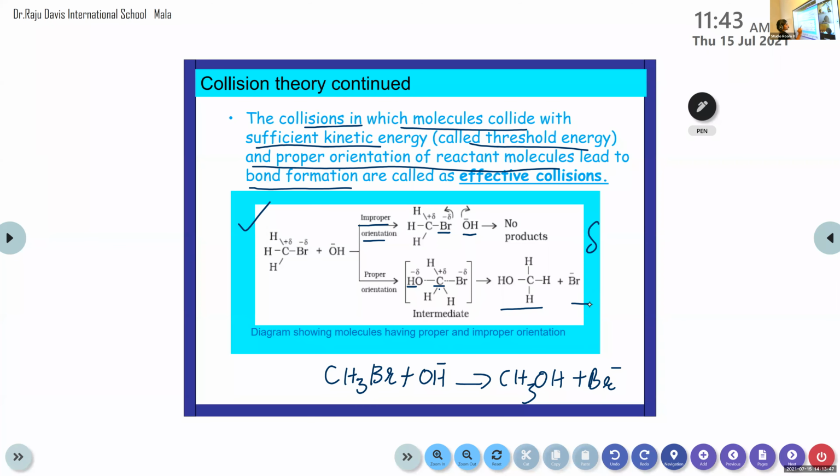Okay. So in the first case, same charges come into contact with each other, so they will repel each other and no products will be formed. In the second case, opposite charges come into contact with each other, so it will form a bond between them and this Br minus ion will be removed from that reactant. The product will be obtained as CH3OH. So these are the 2 points for effective collisions. First, sufficient kinetic energy, called threshold energy, is needed. And the second one is proper orientation of reactant molecules.